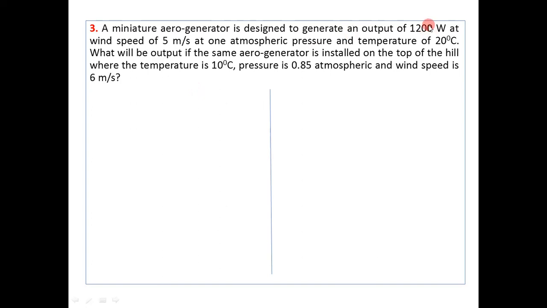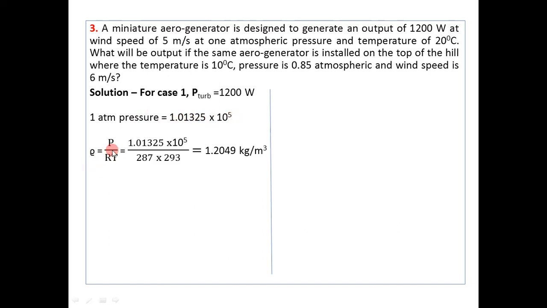One, the data is 1200 watt, 5 meter per second, 1 atmospheric pressure and temperature of 20 degrees Celsius. And another case is same aero generator at temperature of 10 degrees Celsius, pressure 0.85 atmospheric and wind speed of 6 meter per second. So in solution, for case 1, turbine power is given 1200 watt. 1 atmospheric pressure we know 1.01325 into 10 raised to 5. Density is P upon RT. This comes from the ideal gas equation, that is PV is equals to mRT.